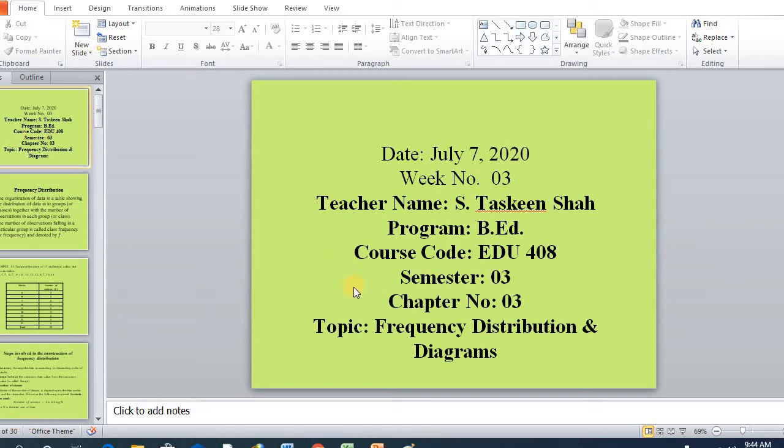Bismillahirrahmanirrahim. Today our topic is frequency distribution and diagrams of your core contents, unit number 3. First we define what is a frequency distribution.